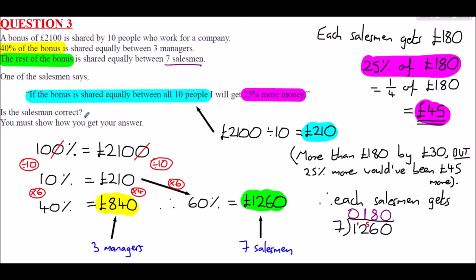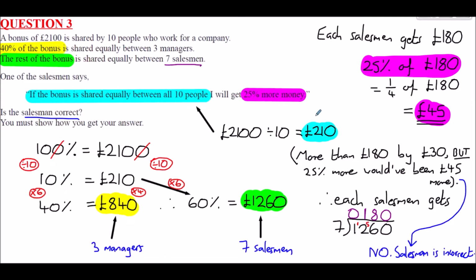So is the salesman correct? This isn't the best presented of questions. So is the salesman correct? No. The salesman is incorrect. He would get more money, he'd get £30 more. But 25% more would have been £45 more. So although he's getting more money, it's not 25% more, it's actually 1/6 more.